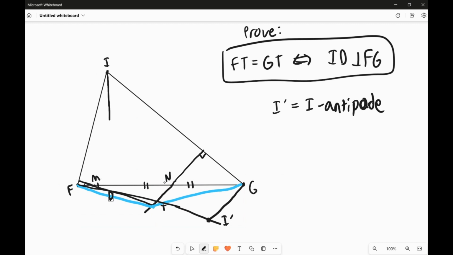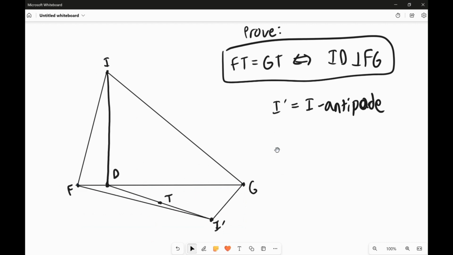Let's go ahead and draw that in. So that's the new point D. And we don't need the points M and N anymore. Alright, I've cleaned up the diagram a bit. So we've reduced it to the following problem. Suppose you have a triangle FIG and D is the foot of the altitude from I to FG. And I prime is the I antipode with respect to the circumcircle. And we construct the midpoint T of the line DI prime. And we want to prove that FT equals GT.